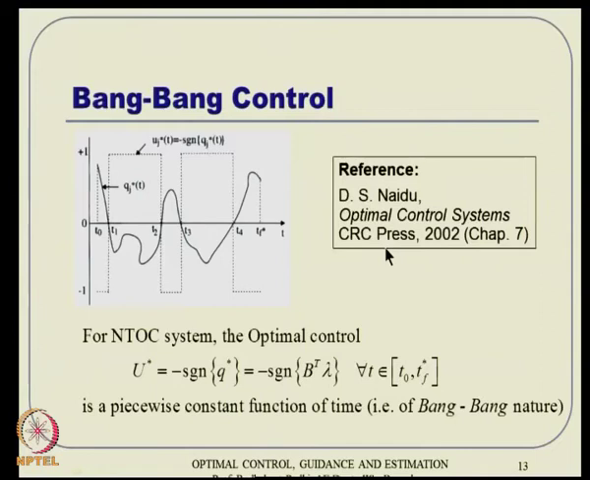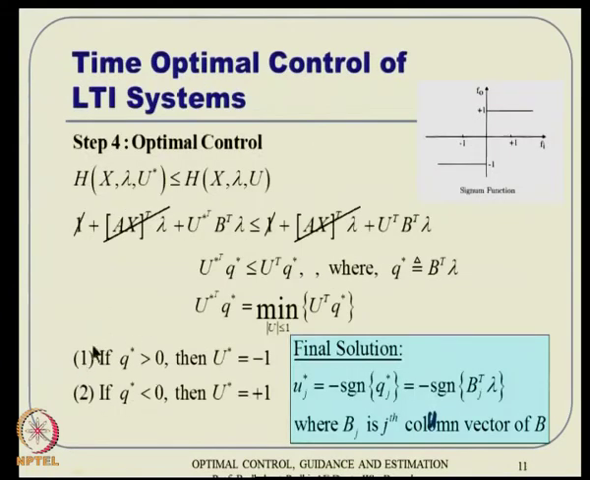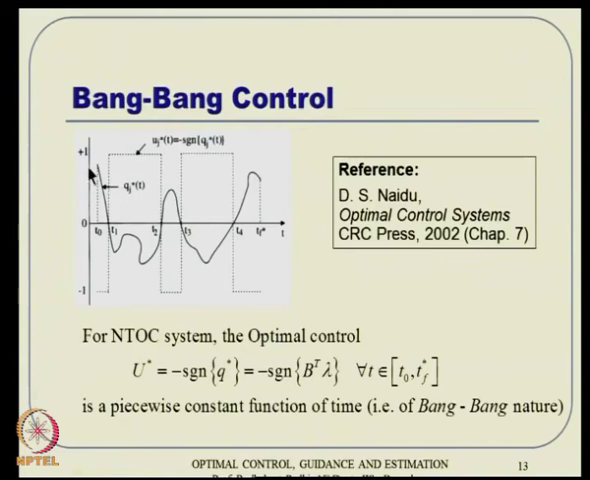This is pictorially shown, and also given in the book; you can see that there. As long as qj can flip over and change signs, but only at discrete points of time, then as per our result, as long as q star is positive, u star is minus 1, and when q star is negative, u star is plus 1. So here q star is positive, so u star is minus 1; then qj star is negative here, so uj star is plus 1; and then again qj star is positive here, so uj has to be minus 1, and so on.